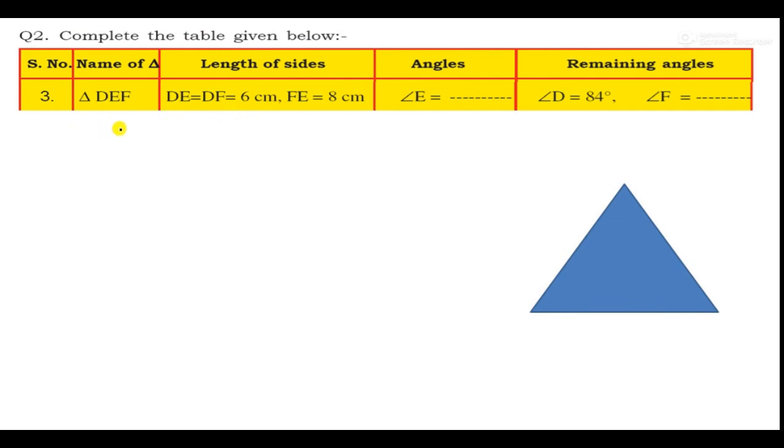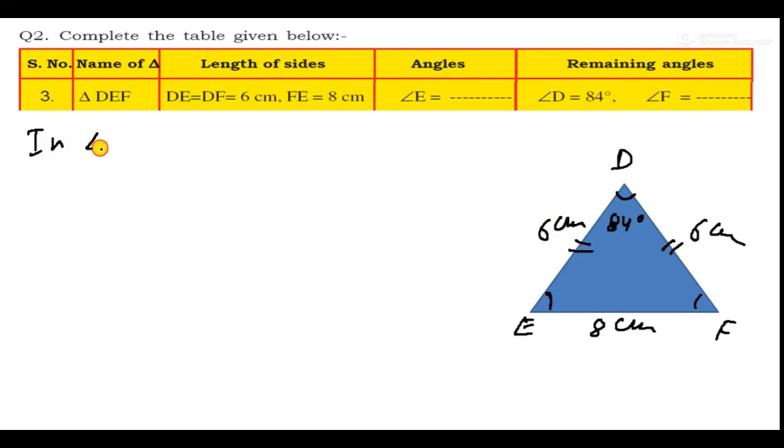Now what will happen? In this triangle DEF, DE is equal to DF, like this, and that is 6 centimeter. So you have to write 6 centimeter and 6 centimeter. And EF is 8 centimeter. Angle E, we don't know. This angle is E. Angle D is given as how much? It is 84 degree. Now angles F and E we don't know.